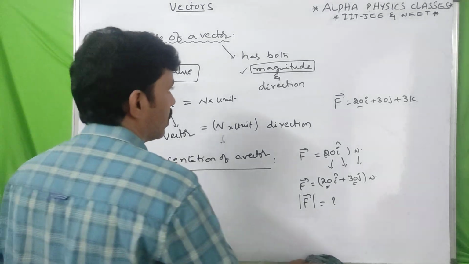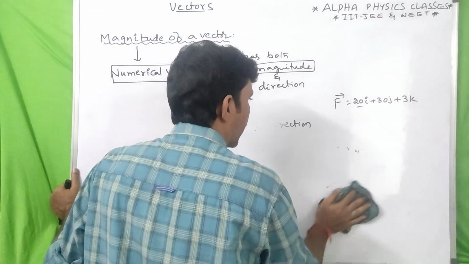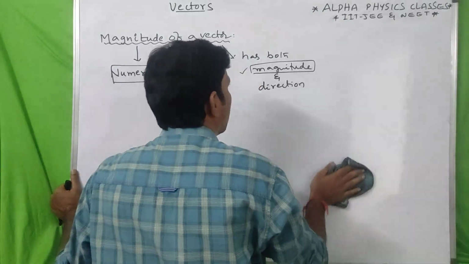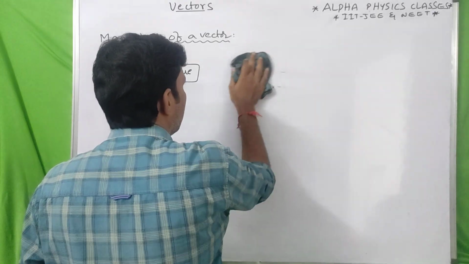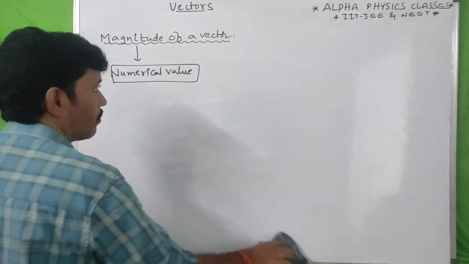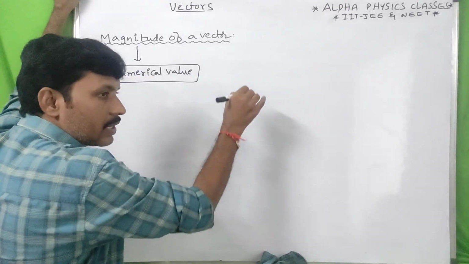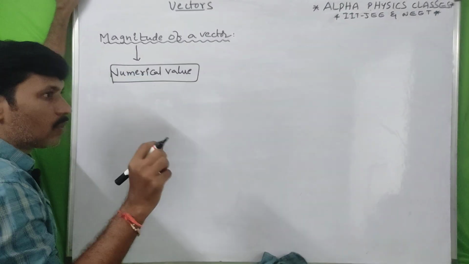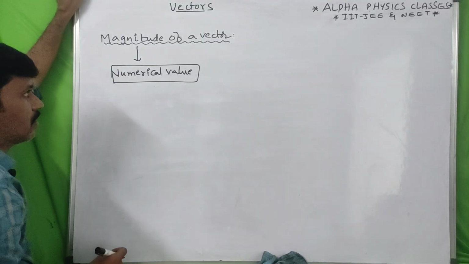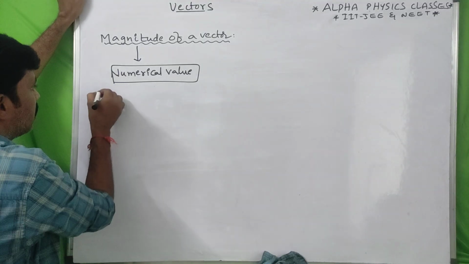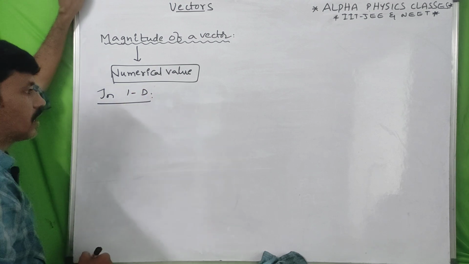Now come to the topic. Simply, we can write that magnitude means numerical value. Then magnitude of a vector means the numerical value of a particular vector. That means how much is the quantity of that vector. In one dimension, simply I can make you understand.